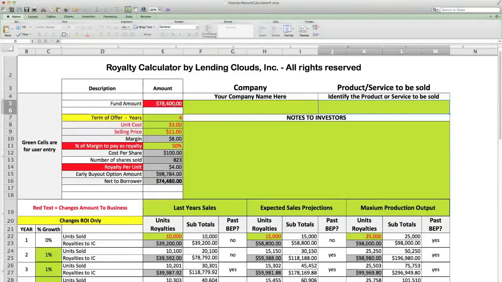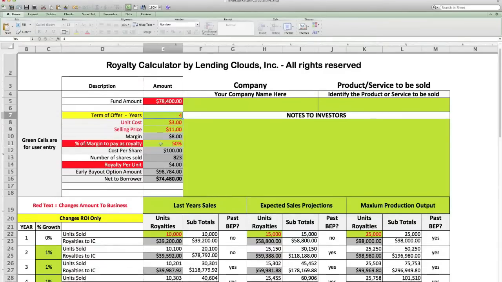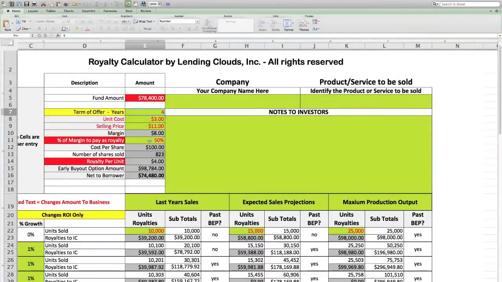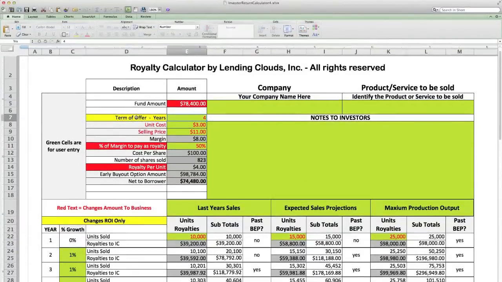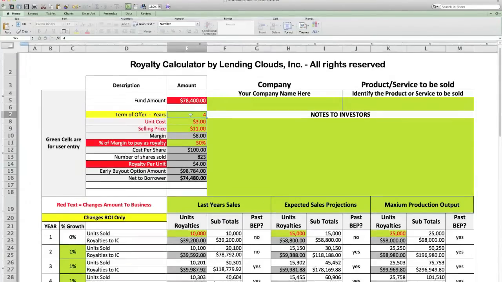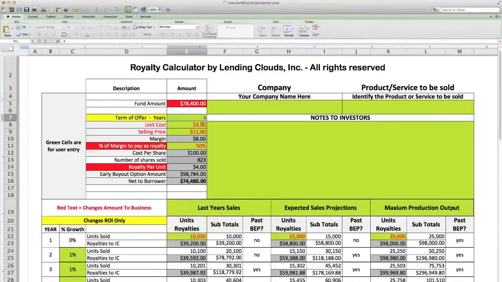Now, this kind of changes around because basically we're going to compute how big the fund could be based upon the input we're giving. And again, we've got the term of the agreement, we've got the unit cost, the selling price, the margin, how much of that margin we're going to pay in royalties. You'll notice here I've got yellow on this spreadsheet, and that basically says the only value that I change on this entire spreadsheet that's going to change the ROI is the term. Everything else is just going to change how much money I get.